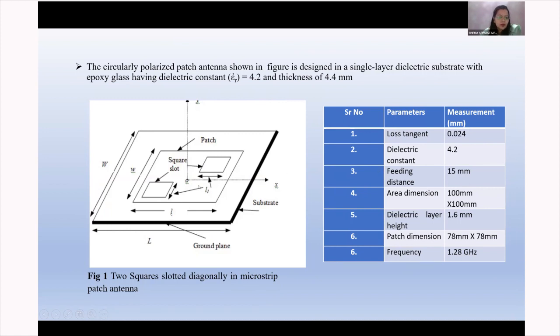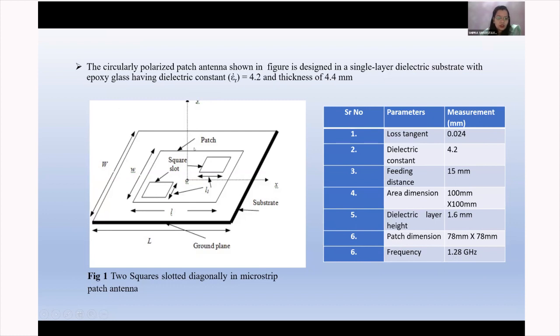The feeding distance for this type of patch is 15 millimeter, and the area dimension is 100 cross 100 millimeter for the patch length and width. The dielectric layer height h is 1.6 millimeter, and the patch dimensions are 78 millimeter cross 78 millimeter. The frequency at which we have simulated is 1.28 gigahertz.